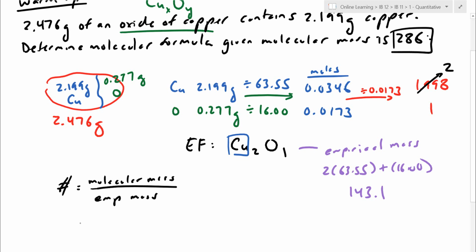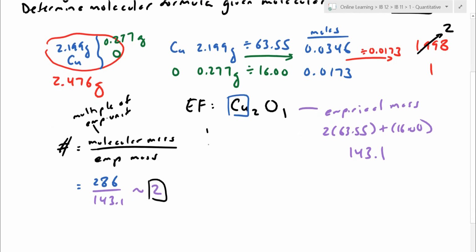In this case, the top number is 286. If the empirical mass is 143, give or take, this ratio is going to be give or take 2. At this point it really should be a whole number. It shouldn't be a 2.5, because the molecular mass should be some multiple of your empirical unit. Basically our real compound is double this, so I have 2 of these Lego pieces together. That means I have Cu4O2.